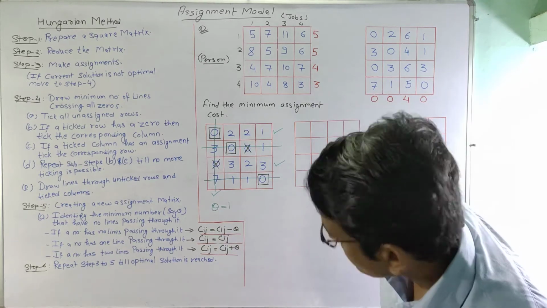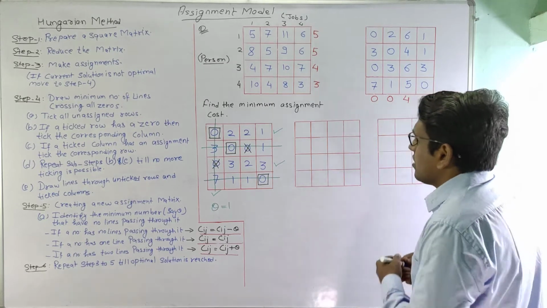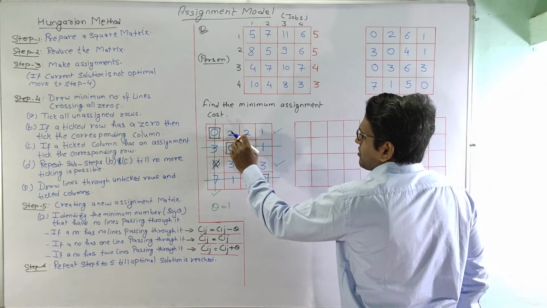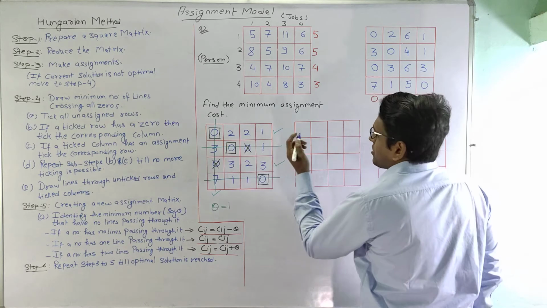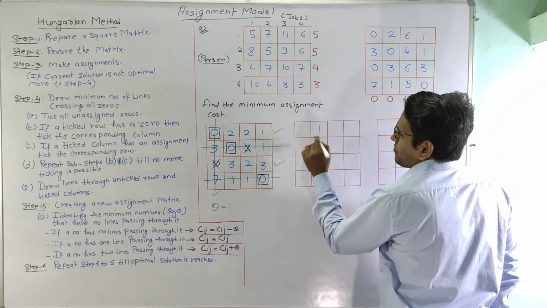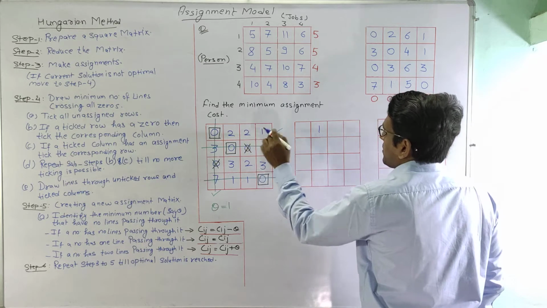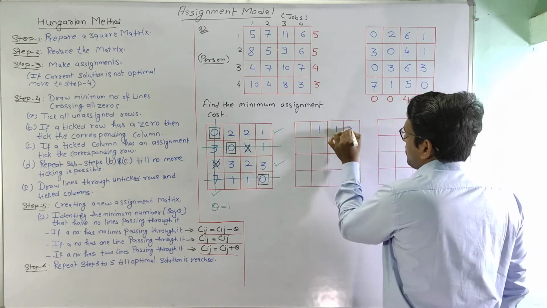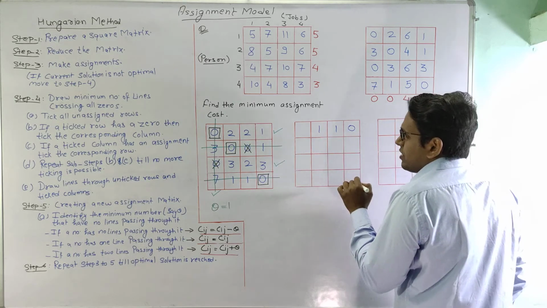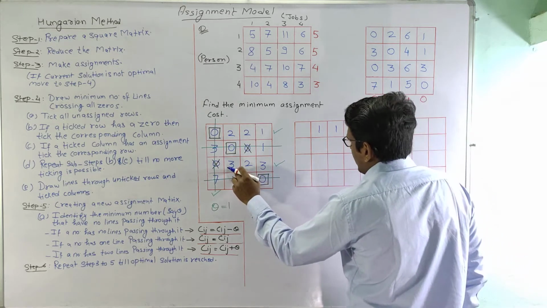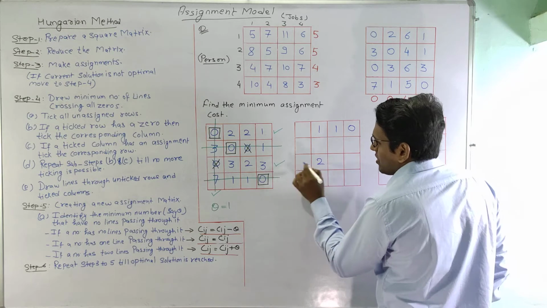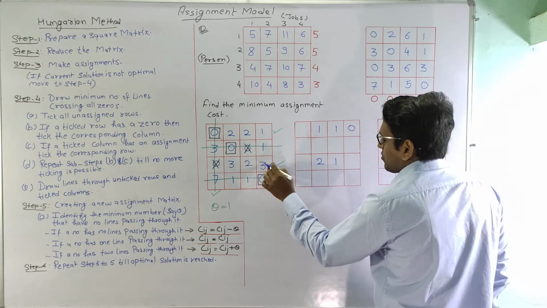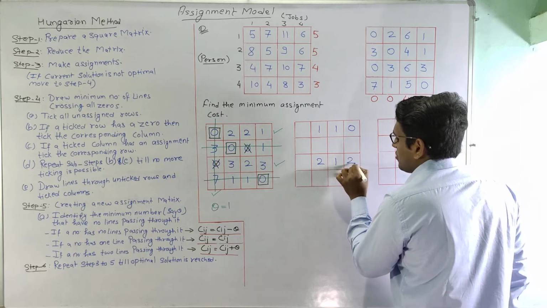So now for this particular cell where no line is passing, 2 minus 1 is 1. So this has been reduced to 1. This is also 2. 2 minus 1 is 1. This is reduced to 1. This is 1 minus 1, 0. This has been reduced to 0. And similarly this 3 minus 1, that means 2. 2 minus 1, that means 1. And 3 minus 1, that means 2.